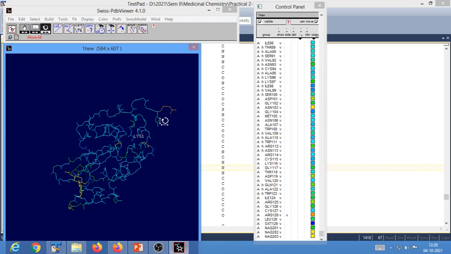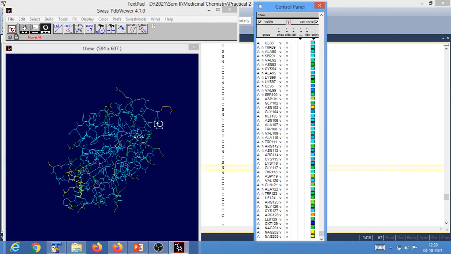Okay, so it can move quite fast. Well, since it is exposed to the solvent, this particular side chain is long and it can wag around and interact with the surrounding water molecules. Okay, so therefore it has a higher B factor value. Okay, so this is all about your B factor.